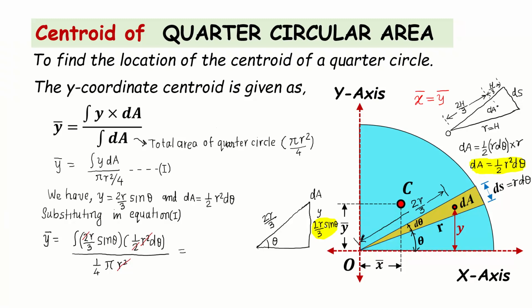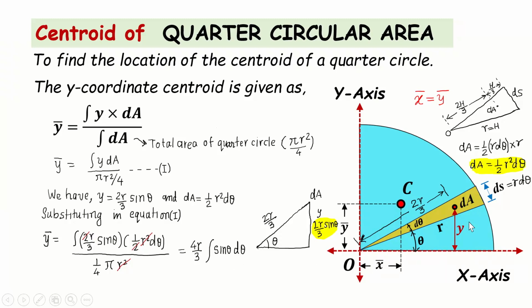In the numerator we have r by 3, in the denominator we have 1 by 4, so it is going to be 4r by 3. So 4r by 3 will come outside, and now we'll have integration of sine theta times d theta. Now if you see here friends, theta is the variable for this integration.